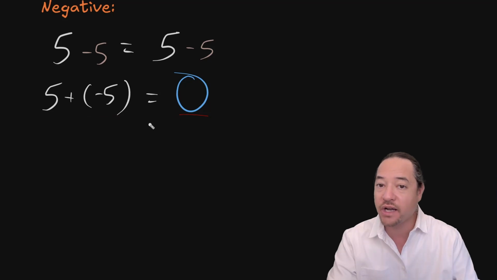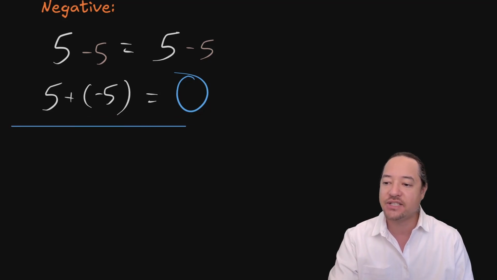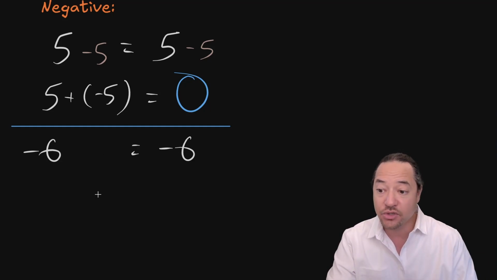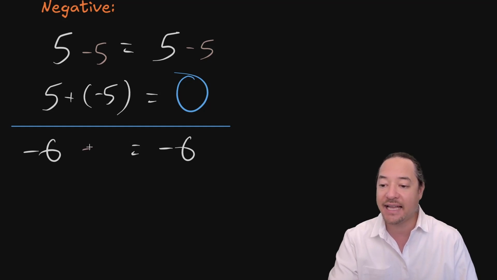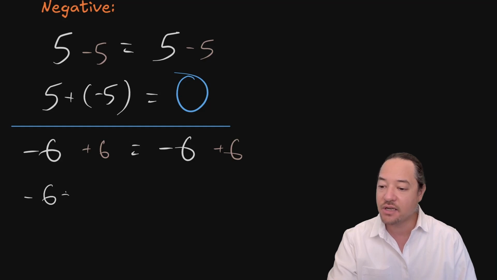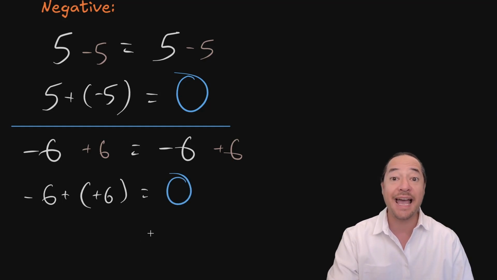Let me try one other example here. Let's say we have the number negative 6. That is equal to negative 6. Now what could I do to both sides? Well, I could add 6 to both sides, just like that. And if I was to do that, on the left-hand side, I could write this down as negative 6 plus positive 6 equals, in this case, 0, the additive identity.